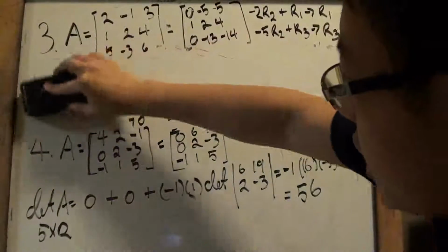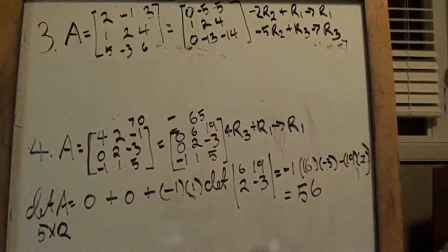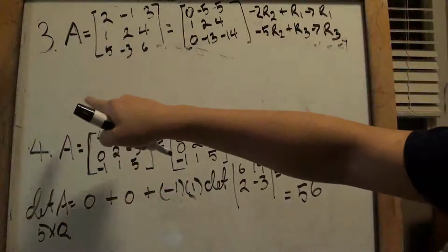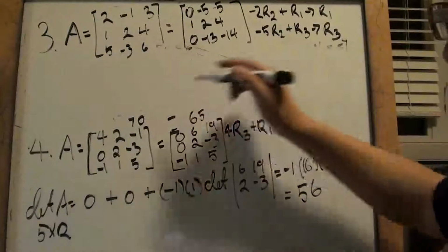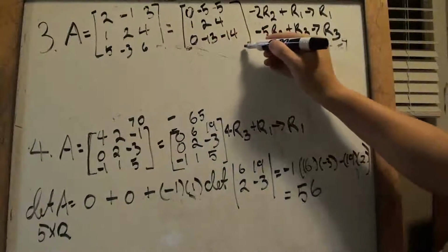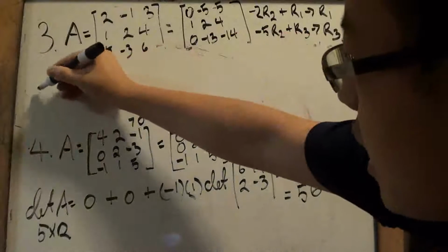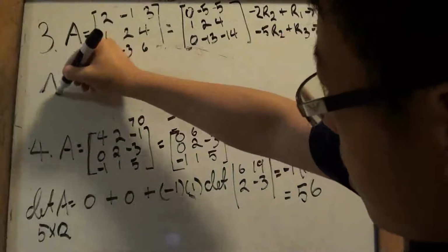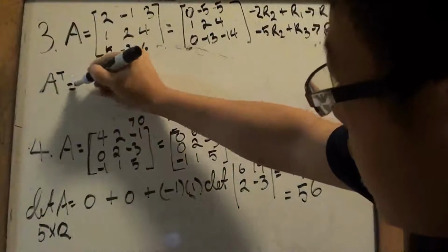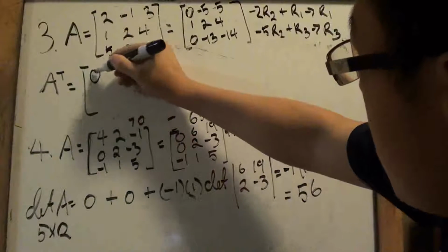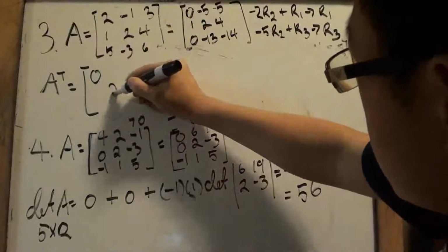The reason why I'm erasing is because I have to compare that with the det of A. I have to find the det of A transpose, right? So I'm still going to use this. Hopefully I could do that. So then det of A^T is going to equal 0. Okay, so this is my strategy.